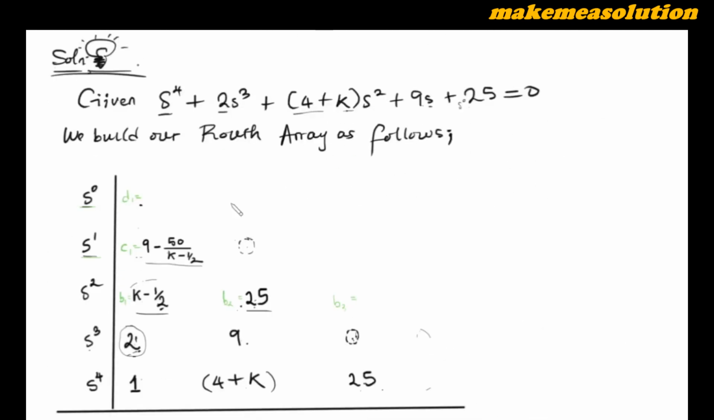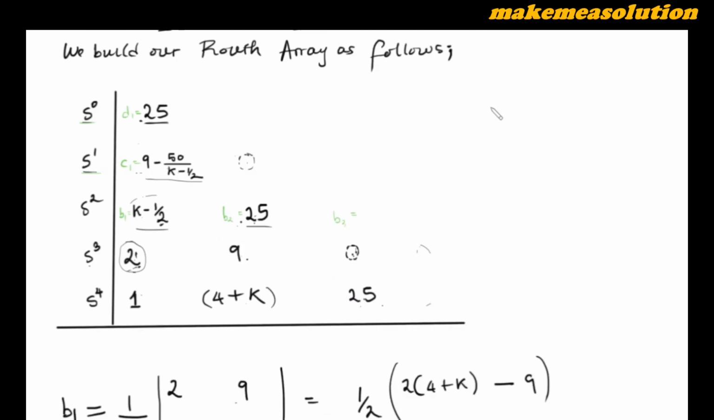So the value that you get at this point, if you solve many questions, you discover that the value you get at this point will always correspond to the constant term of your equation. So if you solved your work correctly, anytime you do a Routh table, you should know that the value you get here at this last point should be equal to your constant term.